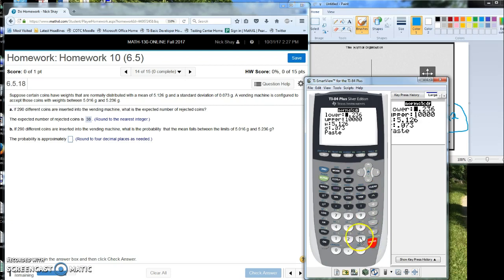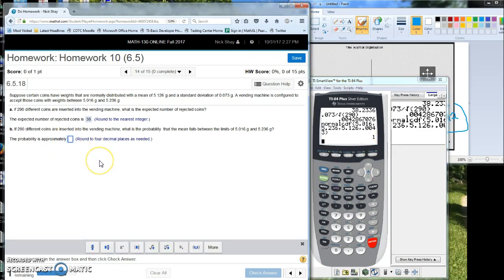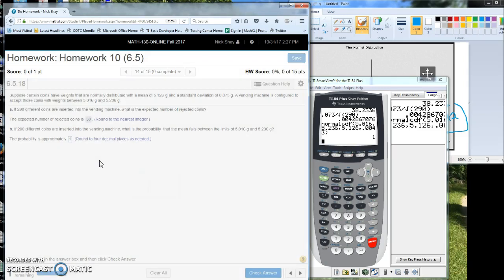So now we're going to do a normal CDF. Our lower value is going to be 5.016. Our upper value is going to be 5.236. Our mean is still going to remain the same. And then our standard deviation is 0.0043, because that's what we just computed. And I get a probability of 1. So the probability that the mean falls between that is 1.